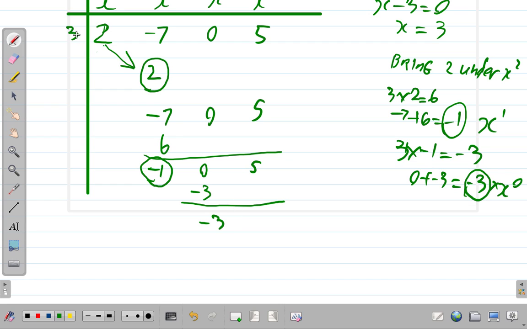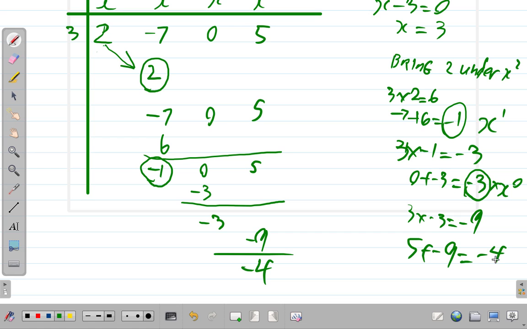Now, here, 3 times negative 3 is equal to negative 9. You bring down negative 9 under the x to the 0. And you add the 5 to the negative 9 to get negative 4. Now there's nothing more there to multiply and add to keep repeating the process. So you're finished here. 5 plus negative 9 is equal to negative 4.